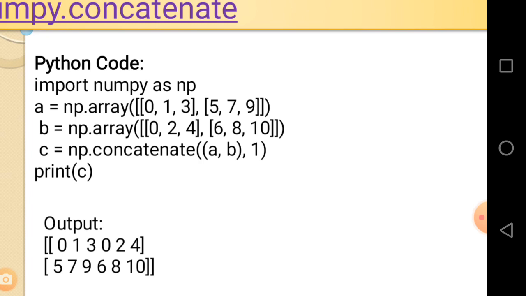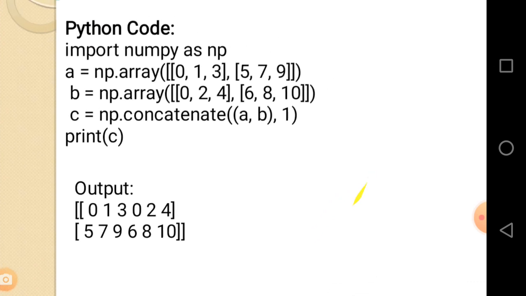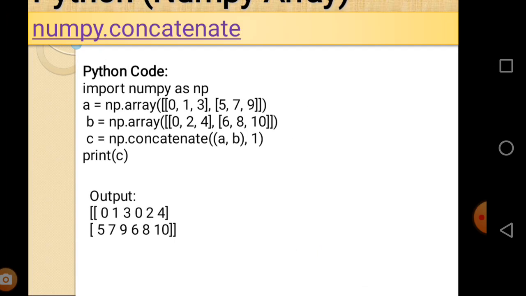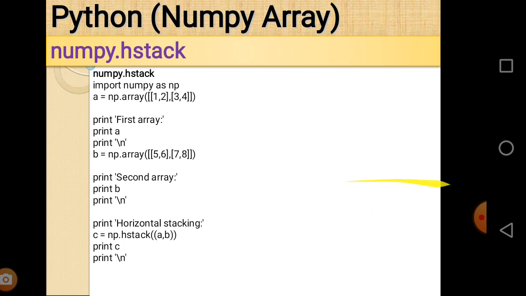And then print c, so after the concatenation statement the result will be printed, and the desired output looks like this: row 1 is 0 1 3, and row 2 is 0 2 4, 5 7 9, 6 8 10. Now there are some more examples.